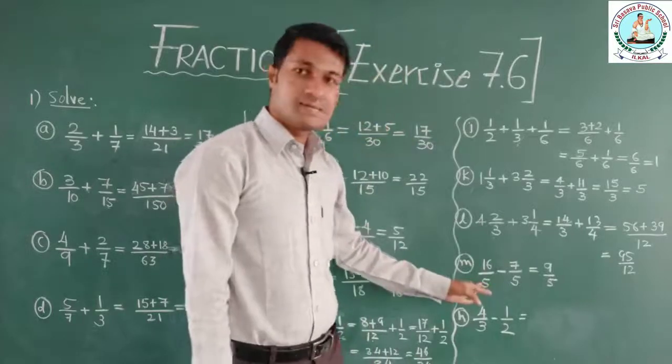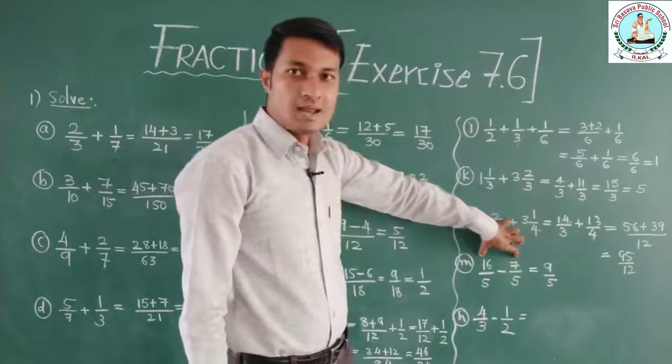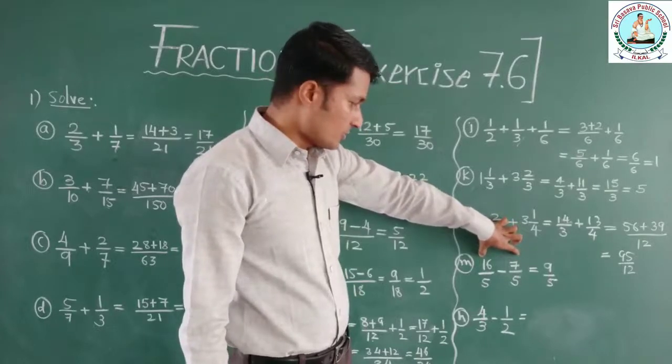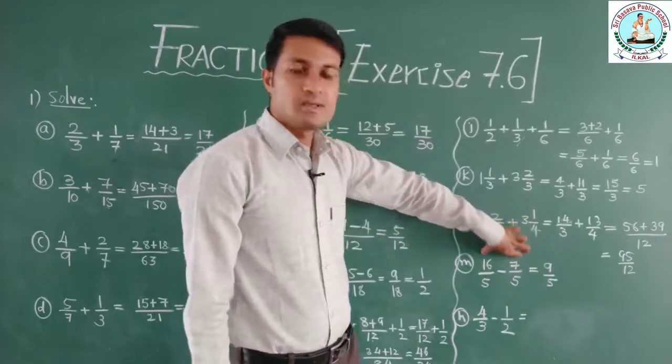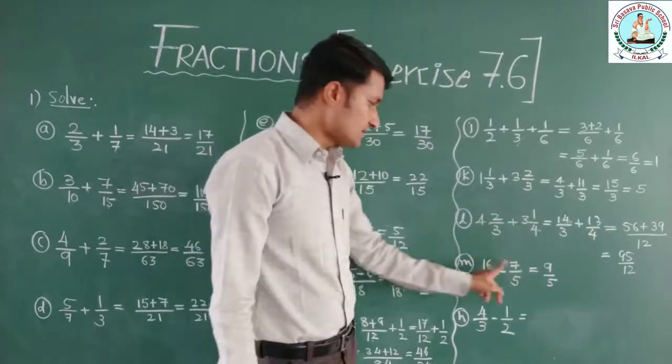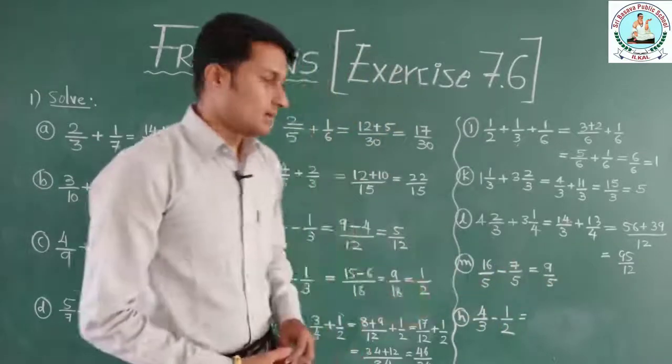Let's solve this one as well. First of all, we are subtracting like fractions here. Whenever you are subtracting like fractions, just subtract the numerators from one another. So 16 minus 7 will be 9, and instead of two denominators, write only one denominator.